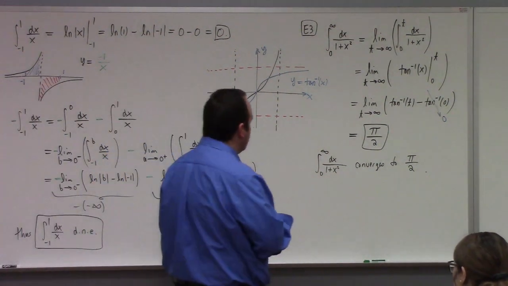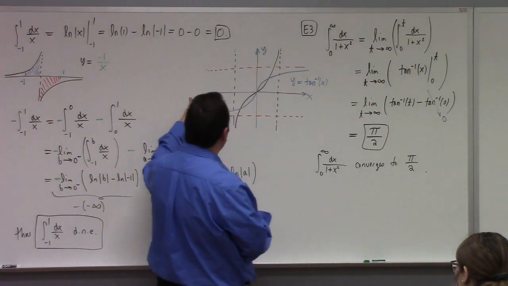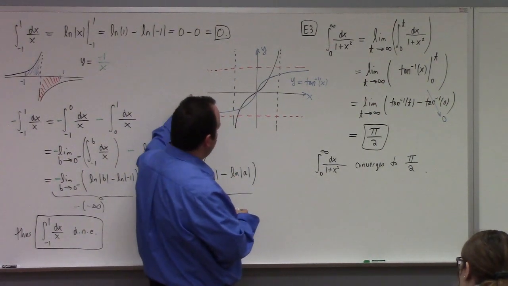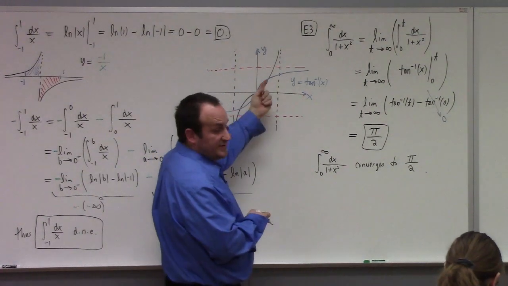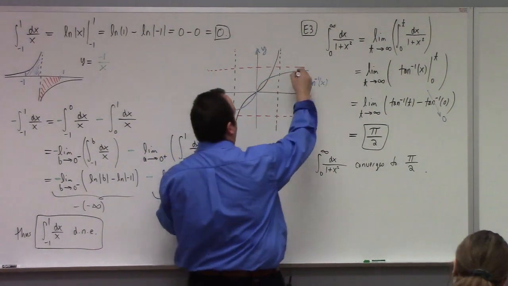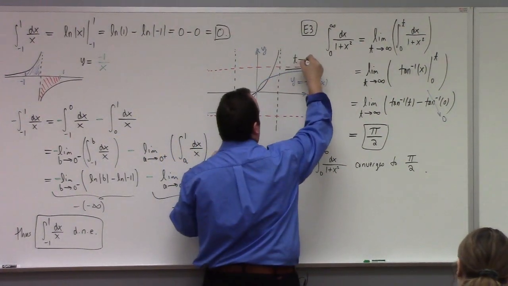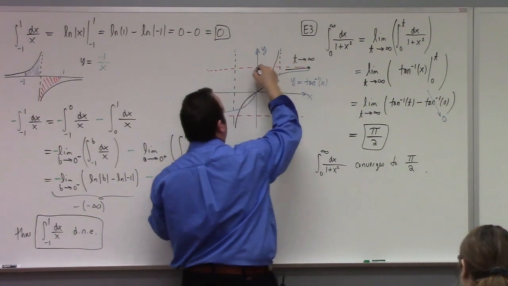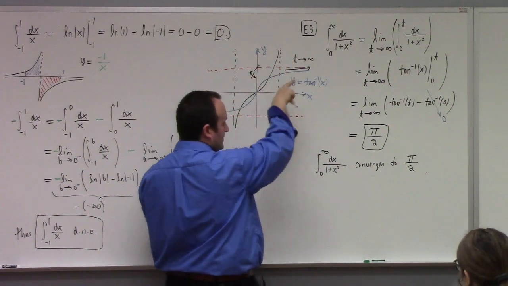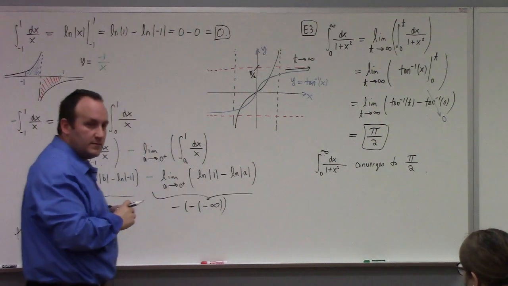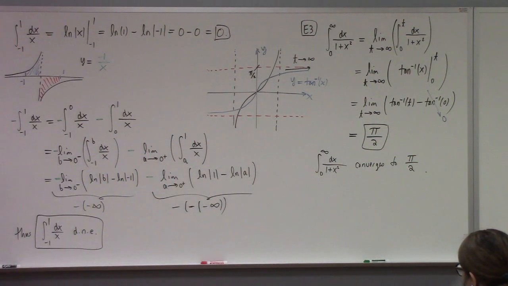How did I get pi over 2? That's this picture. The blue is the graph of inverse tangent, right? So as t goes to infinity, we're approaching the pi over 2 asymptote. Good question.